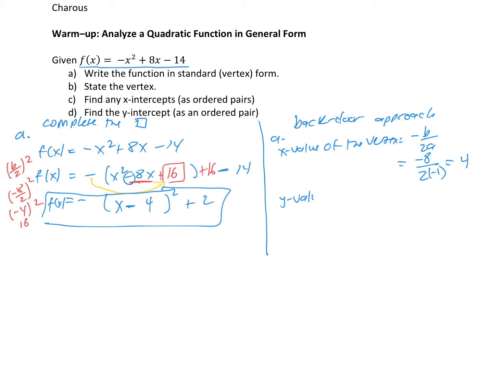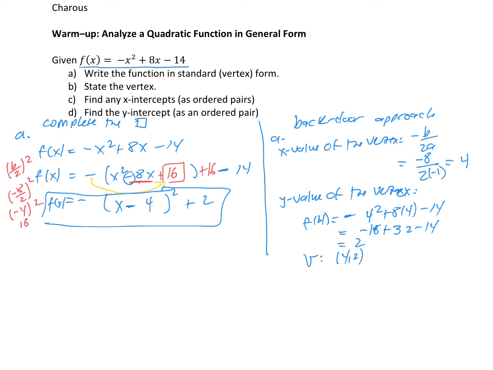To find the y value of the vertex, you're going to substitute the x value into the function. So we're going to find f of 4. So f of 4 is negative 4 squared plus 8 times 4 minus 14, which is negative 16 plus 32 minus 14. So that is negative 30 plus 32, which is positive 2. So our vertex is 4, 2.